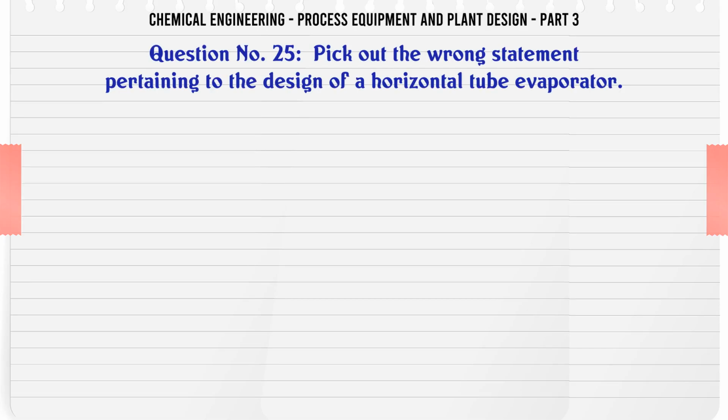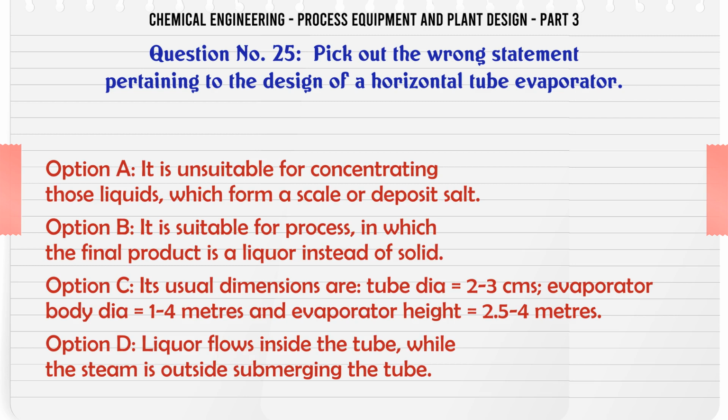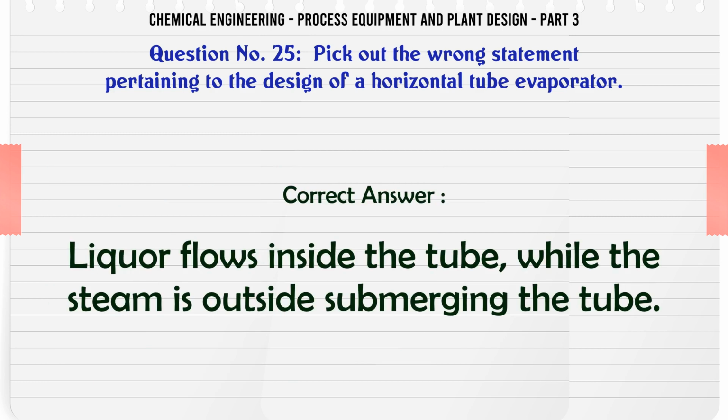Pick out the wrong statement pertaining to the design of a horizontal tube evaporator. A. It is unsuitable for concentrating those liquids which form a scale or deposit salt. B. It is suitable for process in which the final product is a liquor instead of solid. C. Its usual dimensions are tube dia 2-3 cms, evaporator body dia 1-4 meters and evaporator height 2.54 meters. D. Liquor flows inside the tube while the steam is outside submerging the tube. The correct answer is liquor flows inside the tube while the steam is outside submerging the tube.